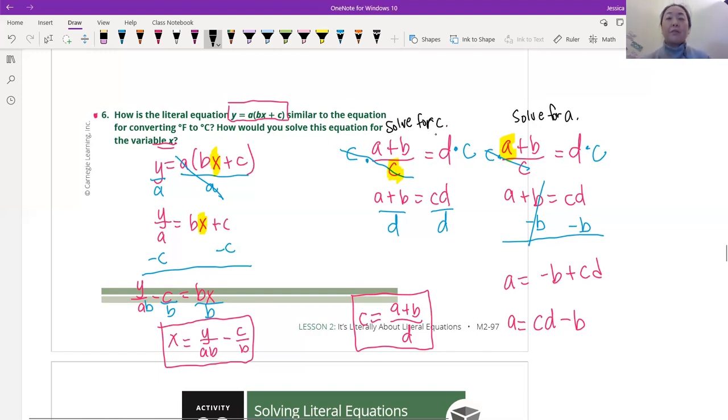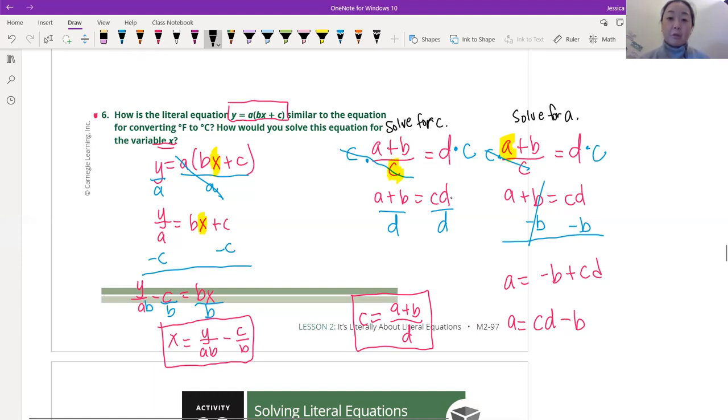So here we're solving for c. If you notice right here, the c is on the bottom. You can't have it in the denominator because solving for c means it needs to be in the numerator. So what we're going to do is multiply both sides by c, and that's how we get it to the top. So the c's cancel out on the left, and we just get a plus b is equal to d times c, which is cd.